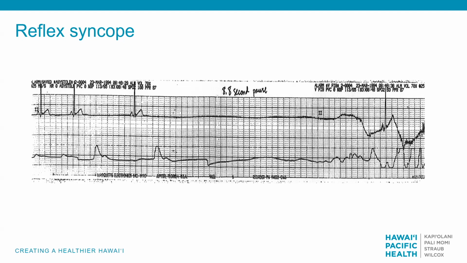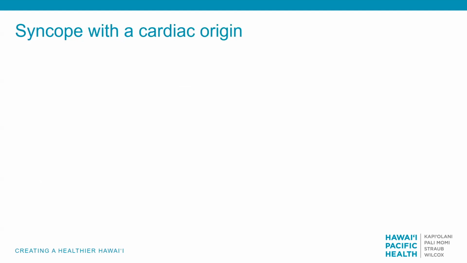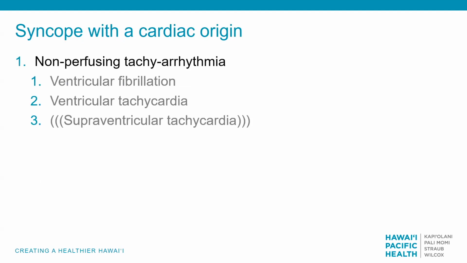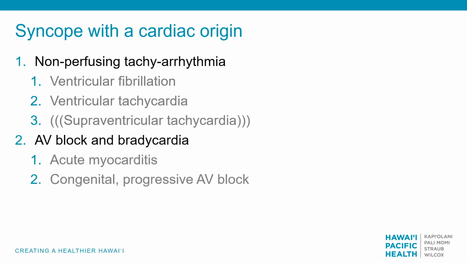Again, just a couple of examples of common etiologies of syncope that are not cardiac. And now let's turn to the cardiac part, and again, a couple of hints of how you can suspect a cardiac origin. So what is a syncope because of a cardiac origin? It's a non-perfusing tachyarrhythmia or an AV block with bradycardia. These are the two reasons from the rhythm standpoint.